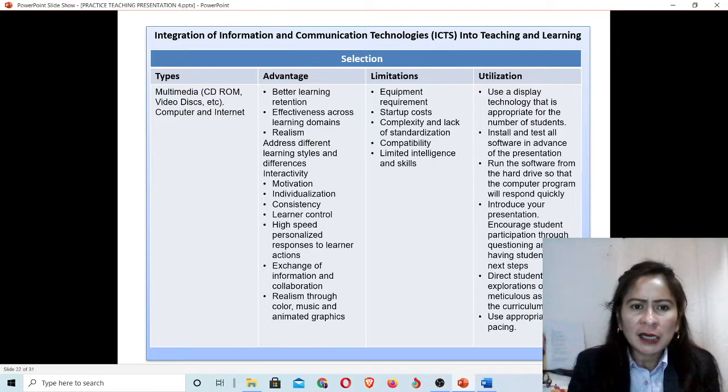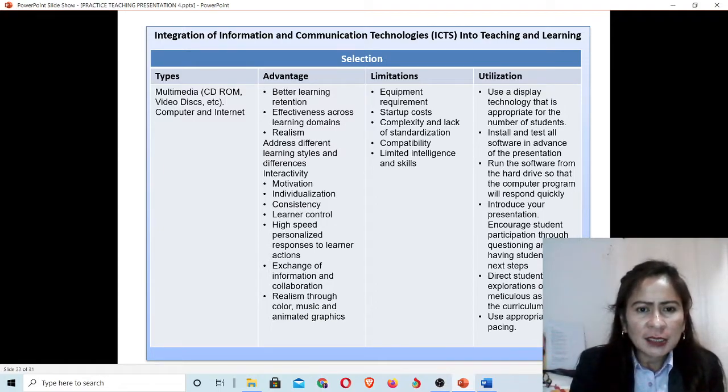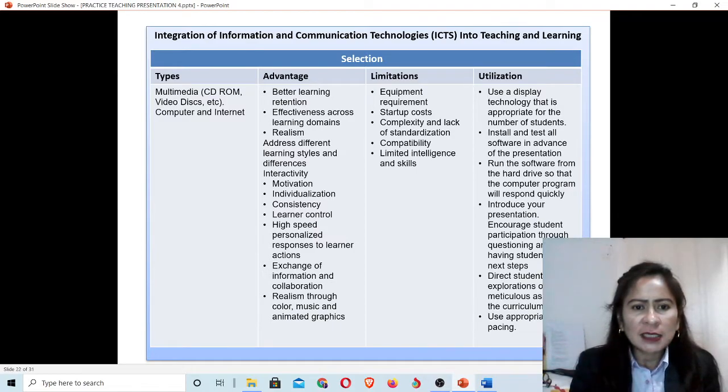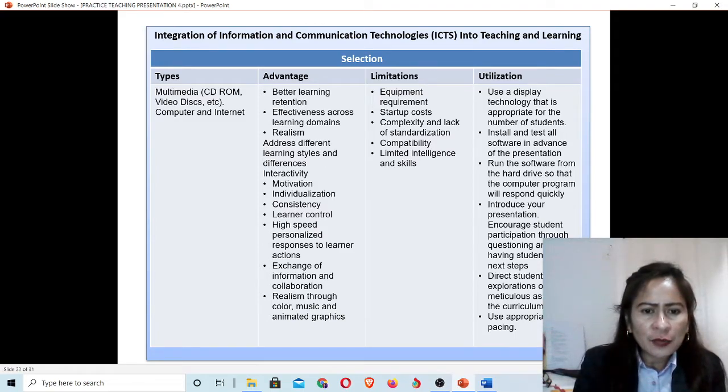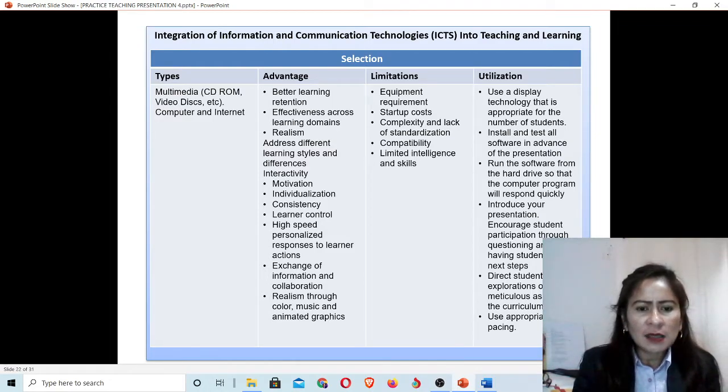The advantages are better learning retention, effectiveness across learning domains, realism, addressing different learning styles and differences, interactivity, motivation, individualization, consistency, learner control, high-speed personalized responses to learning actions, exchange of information and collaboration, and realism through color, music, and animated graphics.